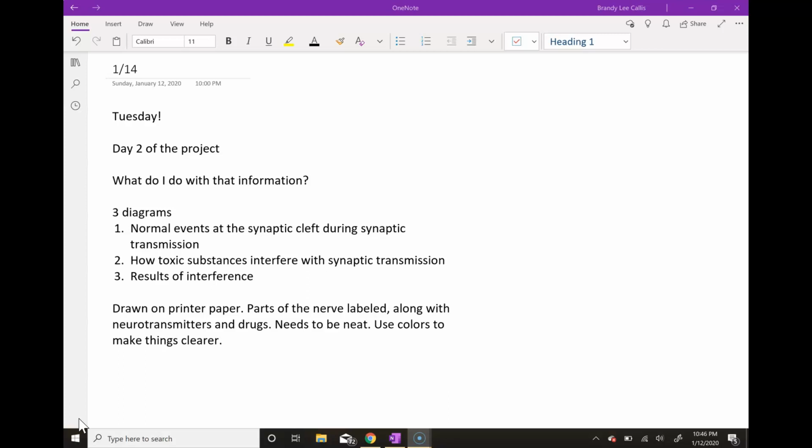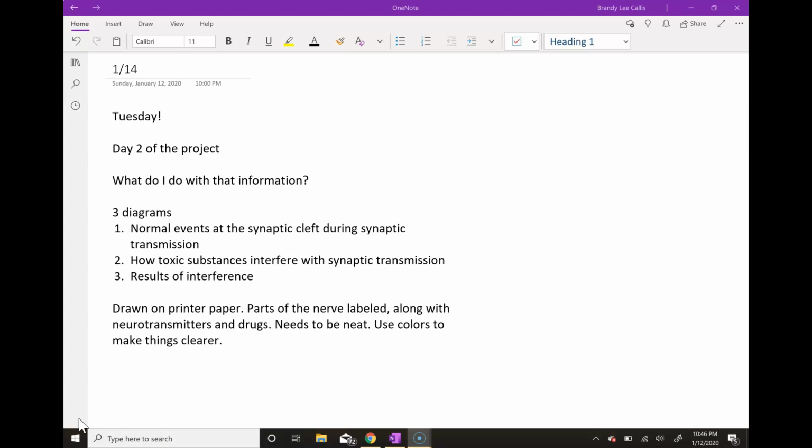The next diagram is going to include how toxic substances interfere with synaptic transmission. So what happens when drugs, opioids, or other drugs, whether they're prescriptions or illegals, interfere with what is going on at the synaptic cleft. Last but not least, you're going to give me a diagram of what happens because of this interference, like what happens later on. This may or may not be at the synaptic cleft. It may be actually other parts of the body.